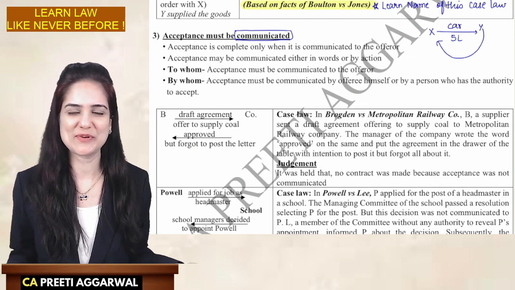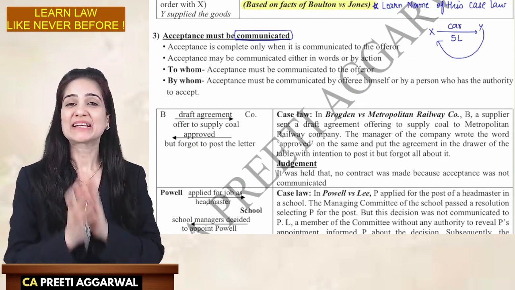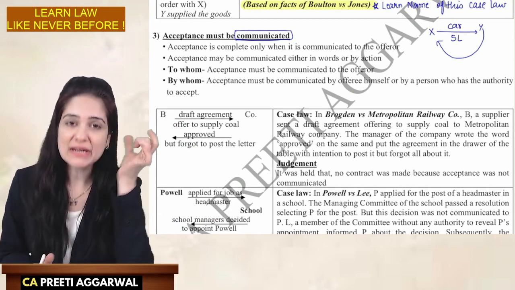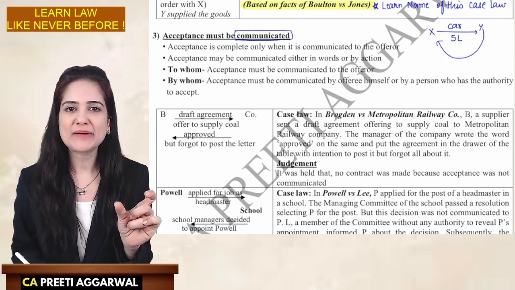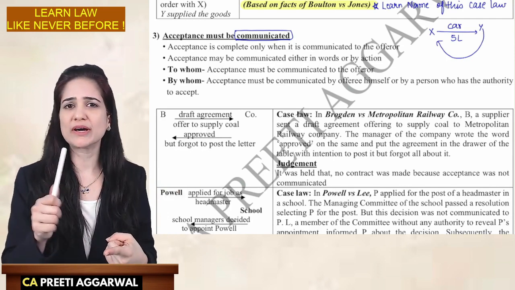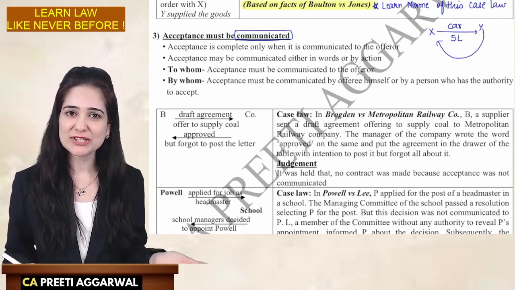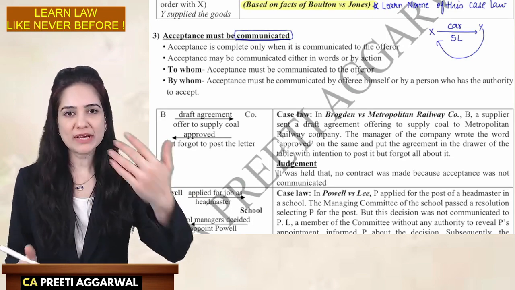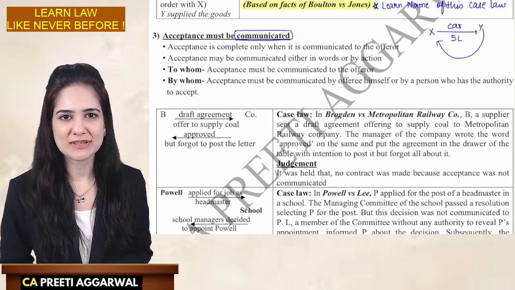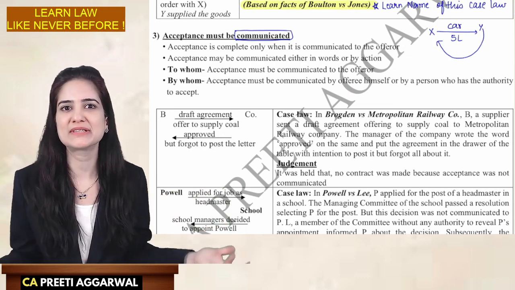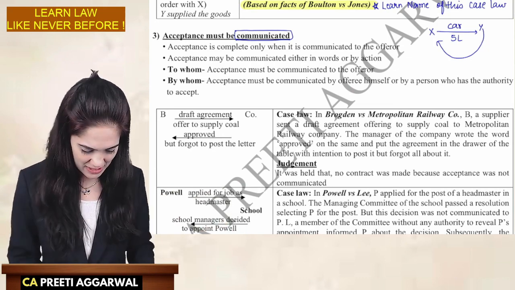Is this valid communication? No. Acceptance must be properly communicated. Properly means either by words, spoken, written, or by action. Do something which will communicate your acceptance to the other person. Only when he comes to know about your acceptance, it is a valid contract.